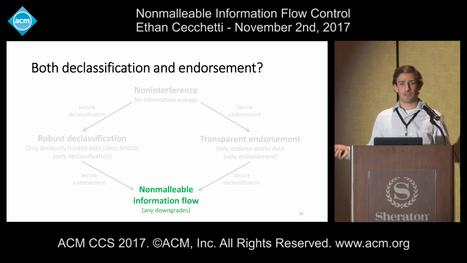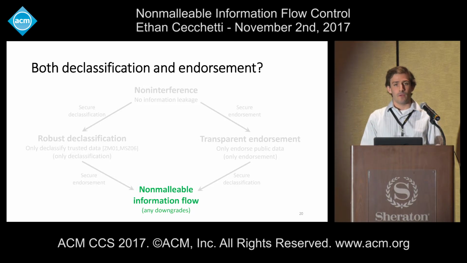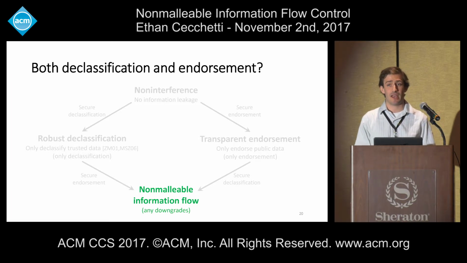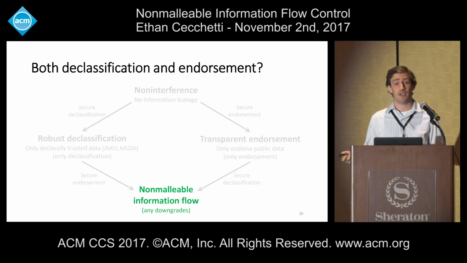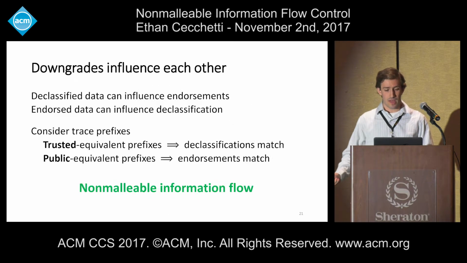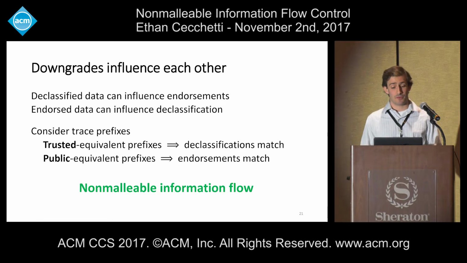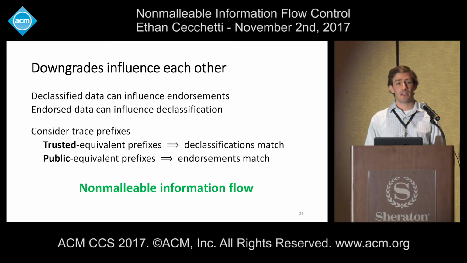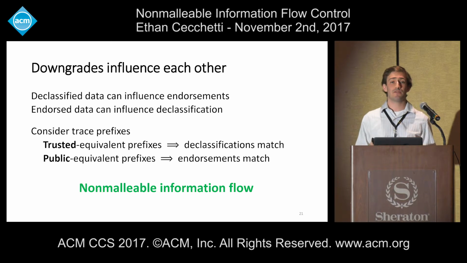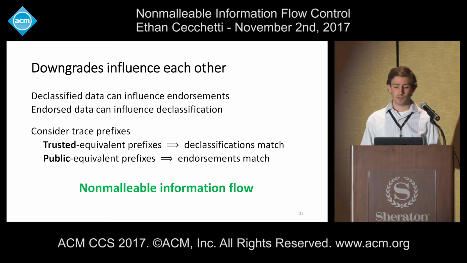And this leads us to non-malleable information flow, which is a security property that can be enforced when we have both declassification and endorsement. You'll remember I said that robust declassification and transparent endorsement can only be enforced when we have one. And the reason for that is that downgrades can influence each other. So declassified data can influence endorsements because the declassified data is now public. So it's perfectly fine for it to influence future endorsements. Similarly, endorsed data is now trustworthy, so it's perfectly fine for that to influence future declassifications.